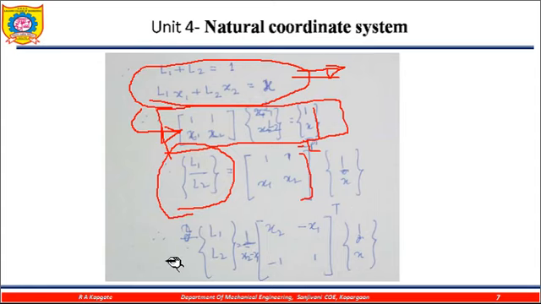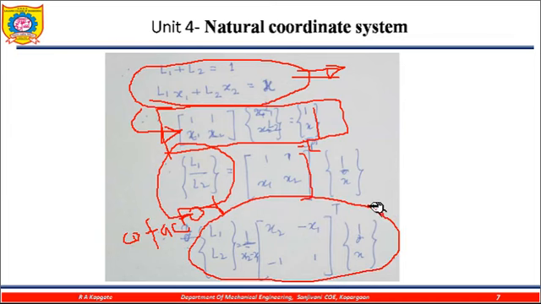So just by using the cofactor method, we are able to find the inverse of this matrix. By using the cofactor method we are finding the inverse of a matrix, and this cofactor method we already studied in chapter number 3.